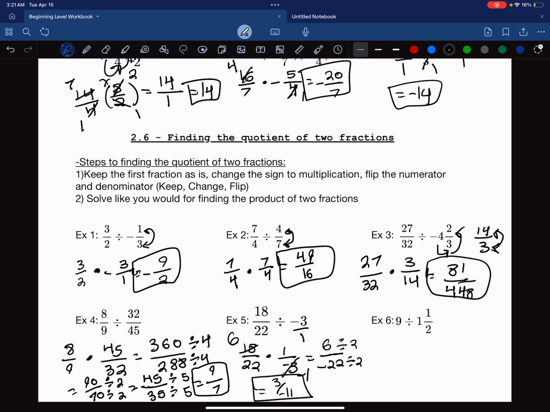Looking at example 6, I encourage you to pause the video and work through it, and let's work through it together. I'm going to change this mixed number into a fraction and put this 9 over 1. Change that division sign to multiplication, and then 1 times 2 is 2, 2 plus 1 is 3, so we're going to have 3 halves. Then we can do 9 times 3, which is 27, and we put that over 2.